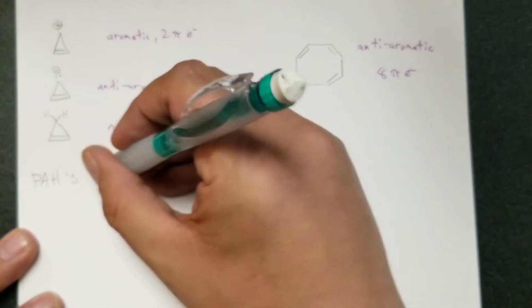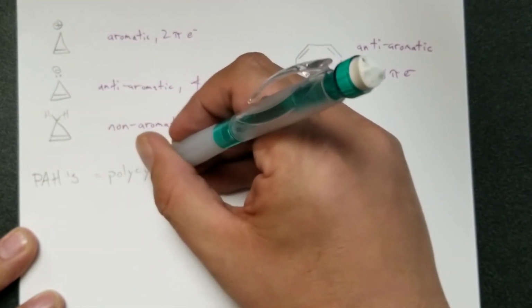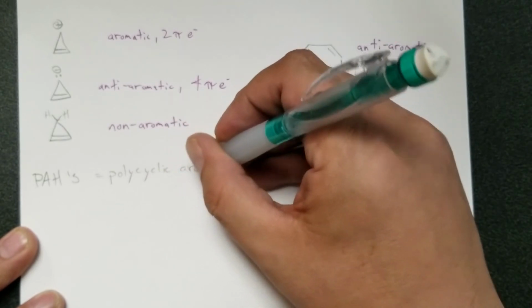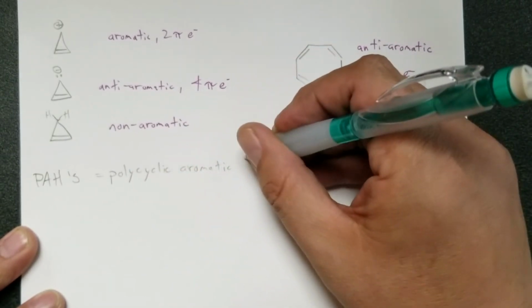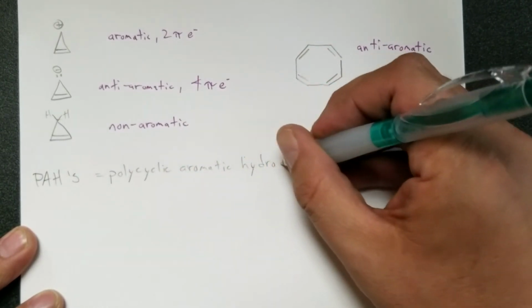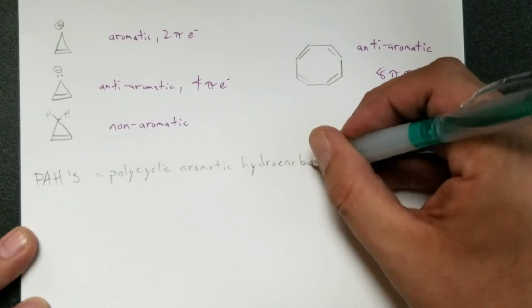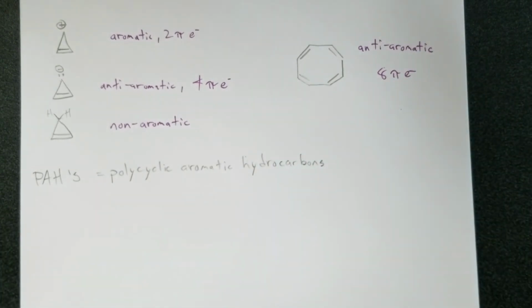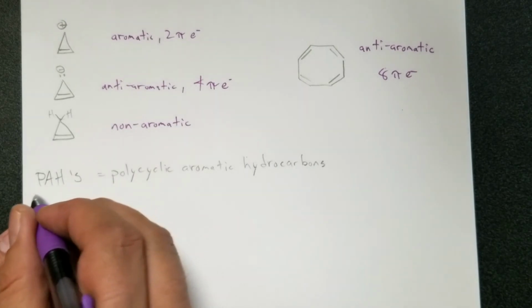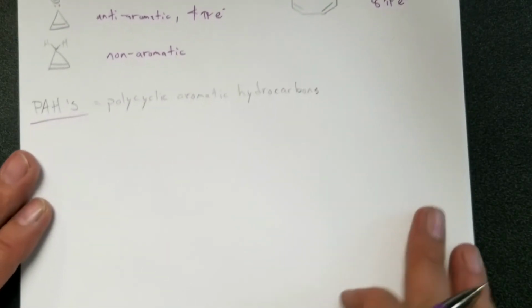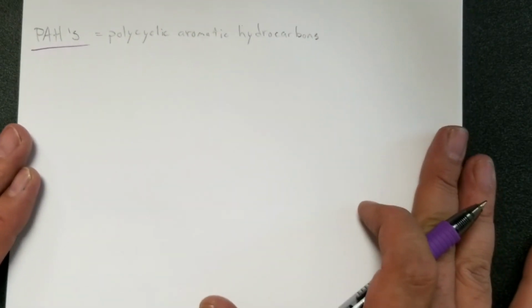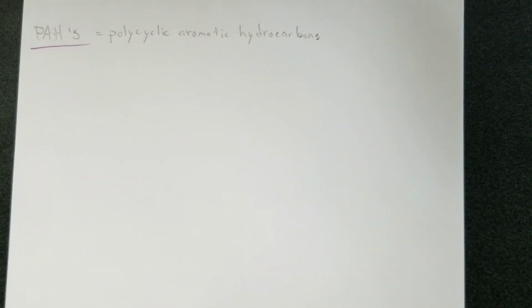Polycyclic aromatic hydrocarbons. These are a pretty big concern in the environment. They are fairly toxic to most things out there. And essentially what we have here is they're fused compounds.